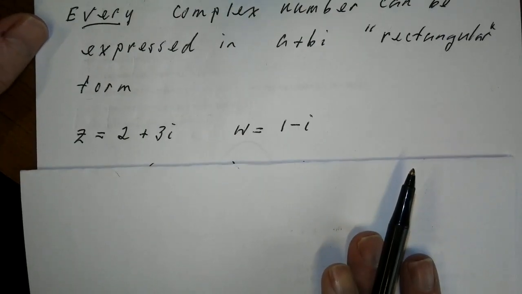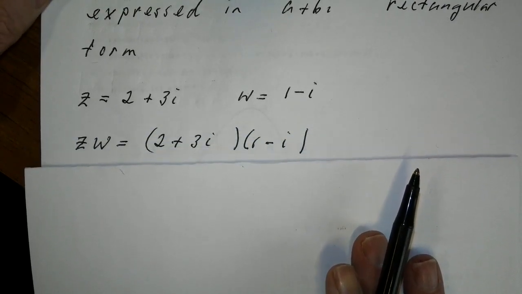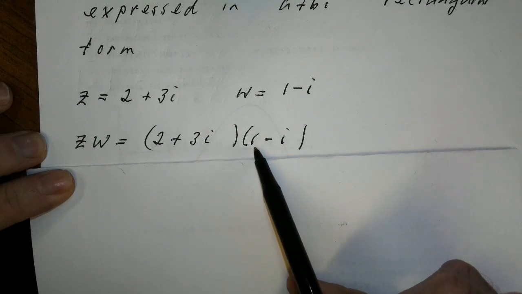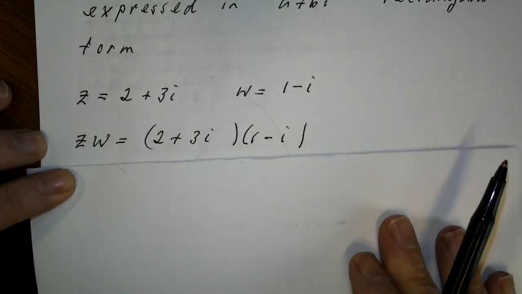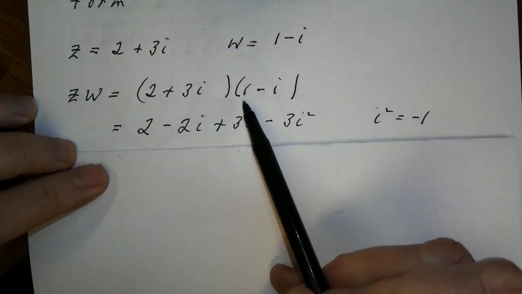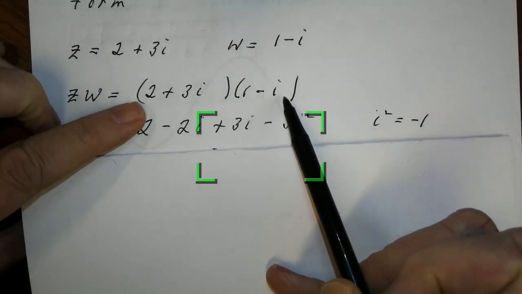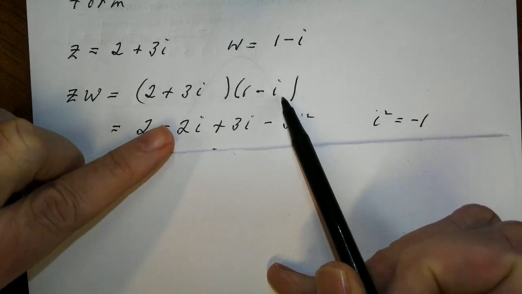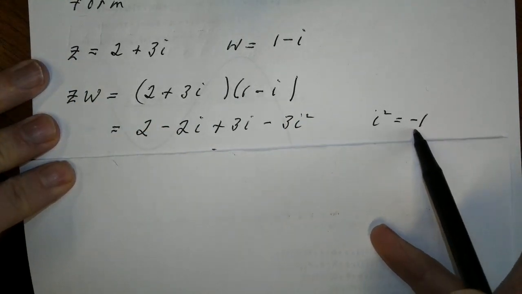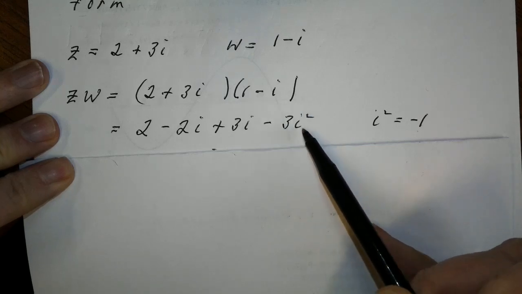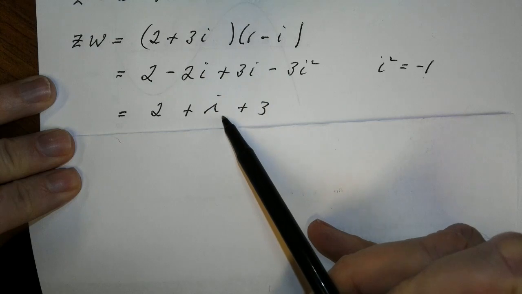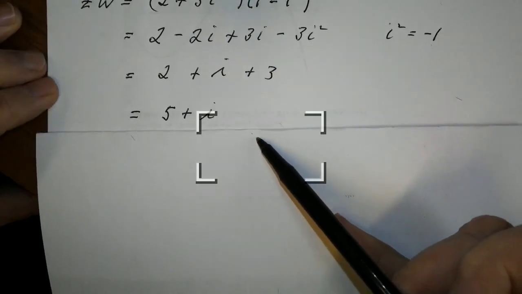z is 2 plus 3i, w is 1 minus i, the product of z and w. 2 plus 3i times 1 minus i. We can distribute using the distributive properties, and we would get 2 minus 2i plus 3i, and then minus 3i squared. Using the fact that i squared is equal to negative 1, this will simply be positive 3. So we'll have 2 plus i plus 3, which is 5 plus i.